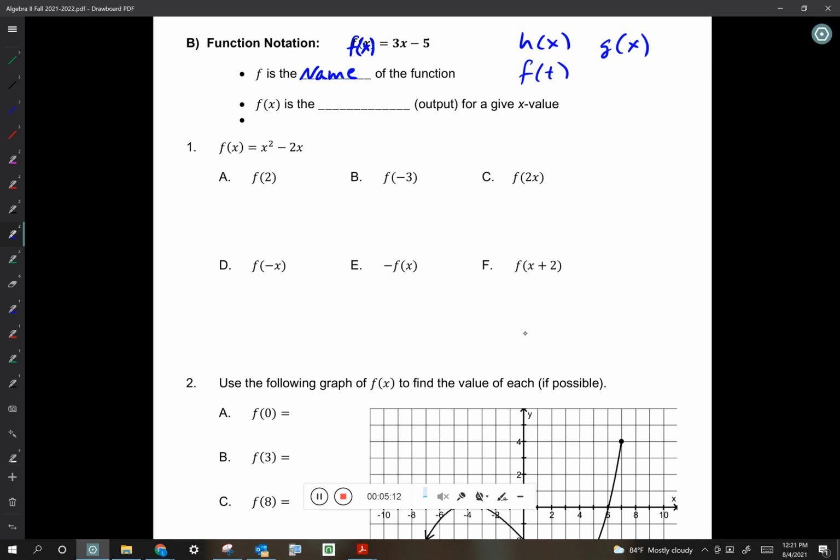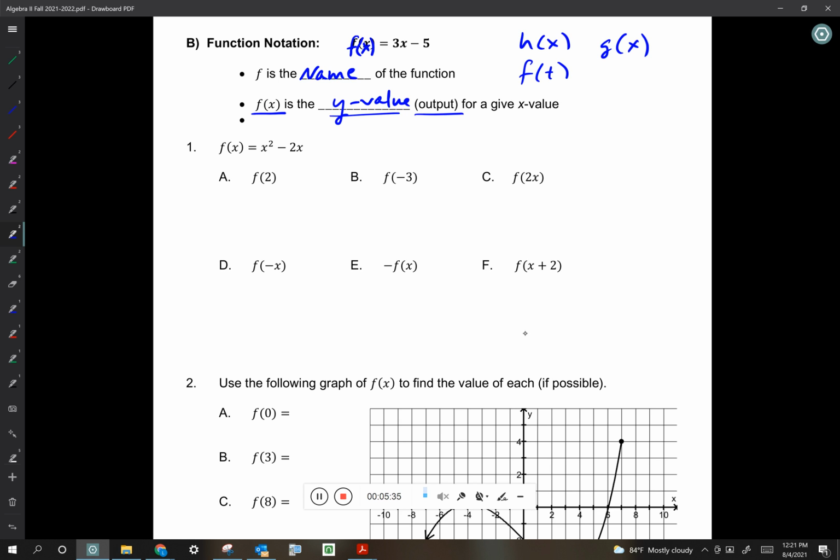And then the actual f of x itself represents the y value. It represents the y value if you're talking about a graph. And we say the output because usually the idea is x is the input, and then whenever you put in an x, what you get for your answer is the y value, or that's called the output.